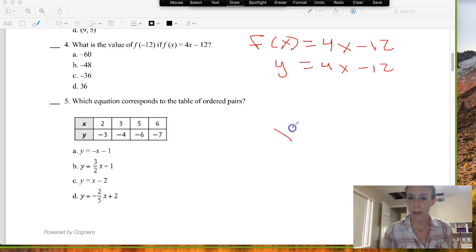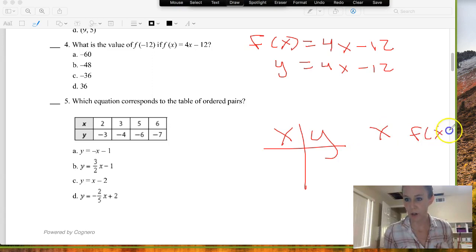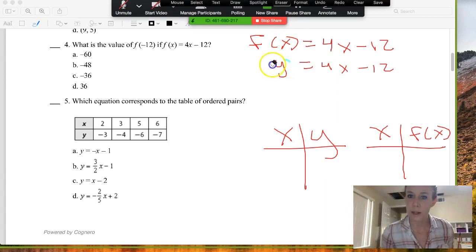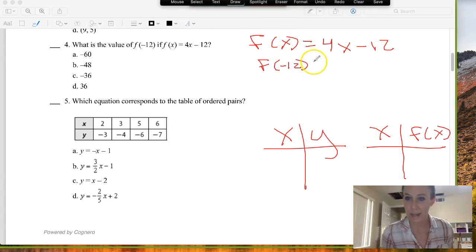All right, and if you make an xy chart, you can make an x, f of x chart. The function just allows us to be more specific. The exact point I'm plugging in is -12. So instead of saying y, I'm going to say the point I'm going to plug in here is -12. So I'm finding out the y value specifically at -12.